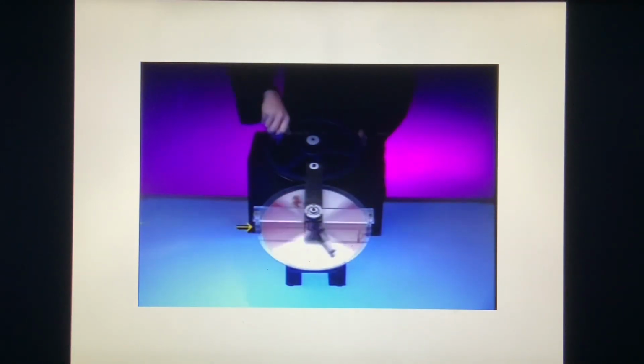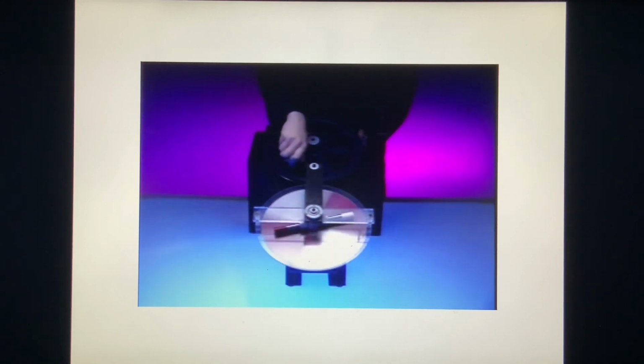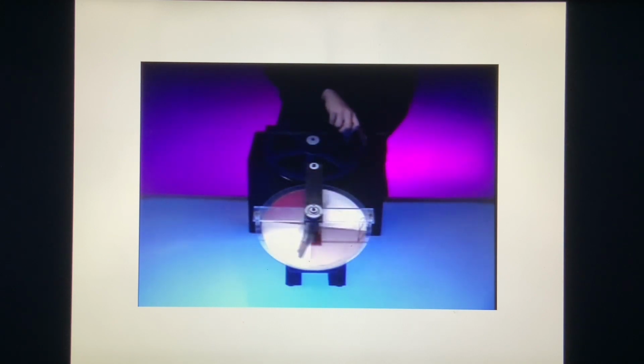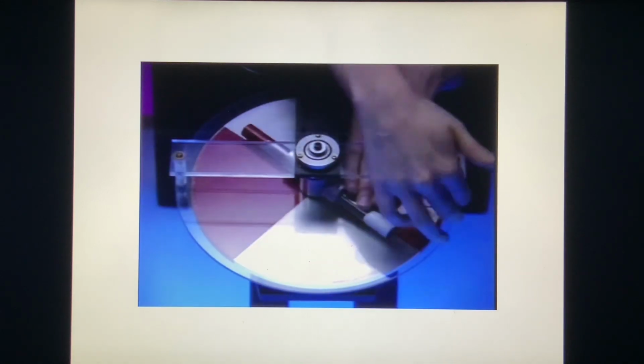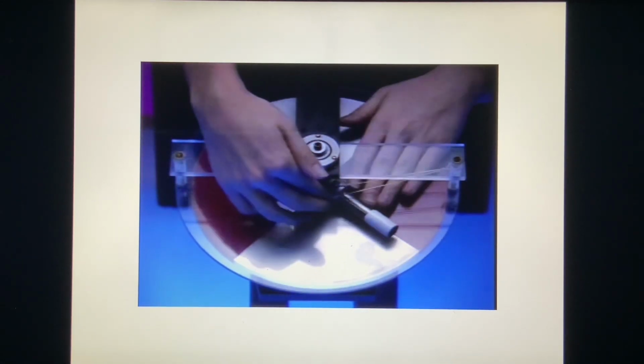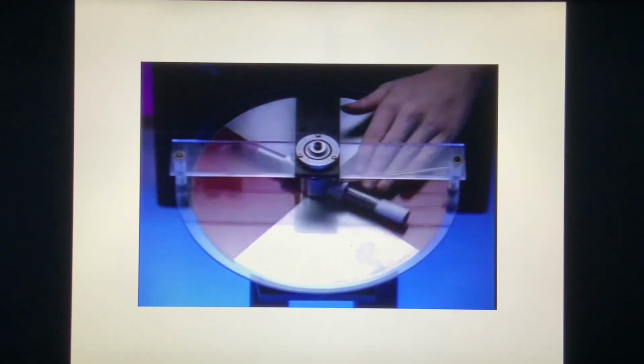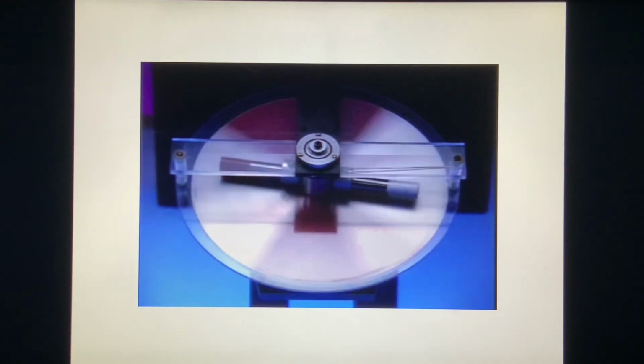When this aluminum disc is turned, a bar magnet attached to a bearing begins to spin in the same direction. Reversing the direction of rotation makes the magnet reverse direction. If a rubber band is attached to the magnet, spinning the disc turns the magnet and stretches the rubber band.